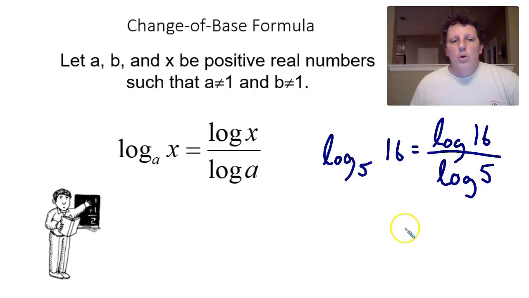This actually would work if I changed them both to natural log. I could do natural log of 16 divided by natural log of 5, and it would still work. I really could change it to any base I wanted. I could do log base 2 of 16 divided by log base 2 of 5, but I'm not going to do that. I'm just going to use a regular log base 10 because I can use it in my calculator easily. That allows me to put this in and get a decimal approximation, and we're going to be using that today.